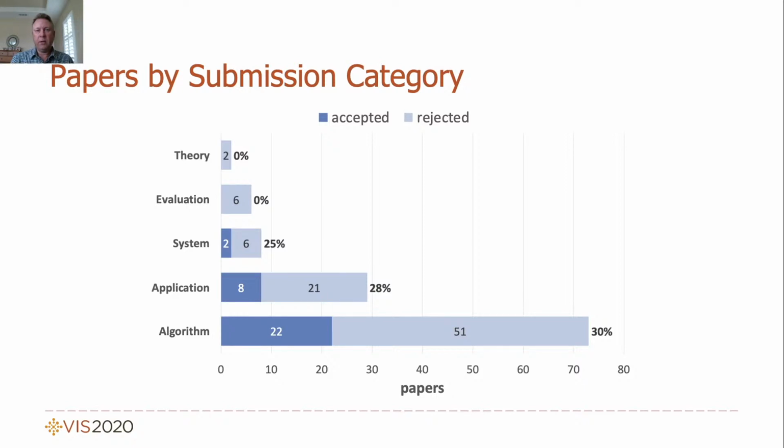This chart here shows a breakdown of paper categories as categorized by the authors themselves into theory, evaluation, system, application, or algorithm. And as is consistent with previous years, we're seeing that the algorithm category remains the most popular one, followed by application papers and system papers, with only a handful of submissions in the evaluation and theory categories.